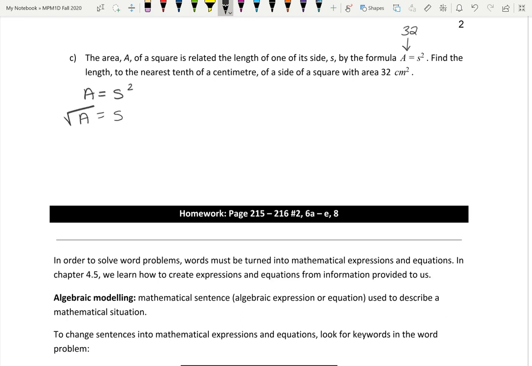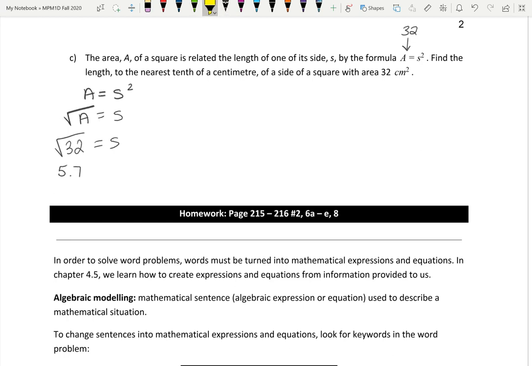And now it's asking us to solve for S, given that A is 32. So now that I've isolated for S, I'm going to substitute my given value for A. And this is not a perfect square, so we're going to have to use our calculator unless you have impeccable mental math skills. And so in the calculator, you're going to determine the square root of 32, which is 5.7.